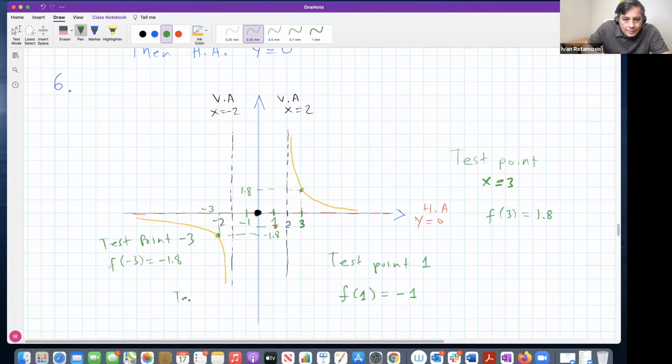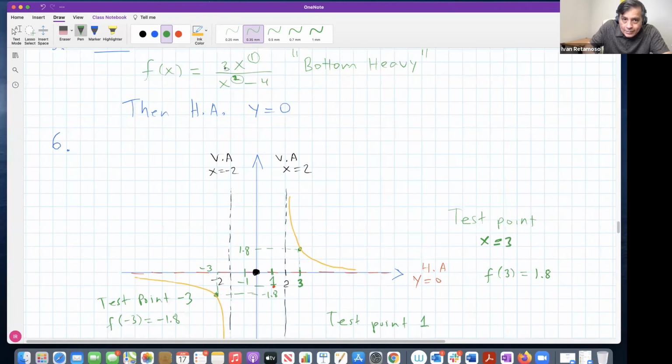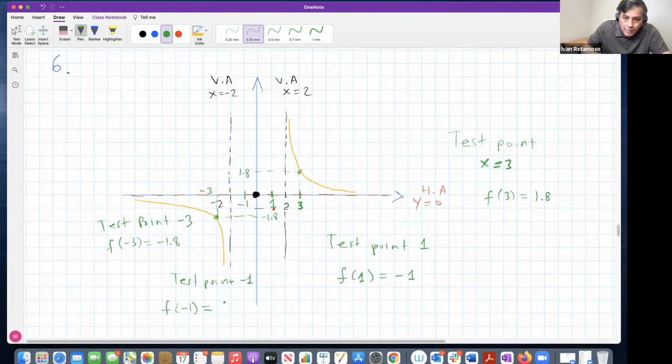test point -1, f evaluated at -1, the function evaluated at -1 will give you what? Look, -1 times 3, -3, -1 squared is 1 minus 3, -3, -3 into -3 is just 1, right? So this -1 is paired up with 1, ends up here.